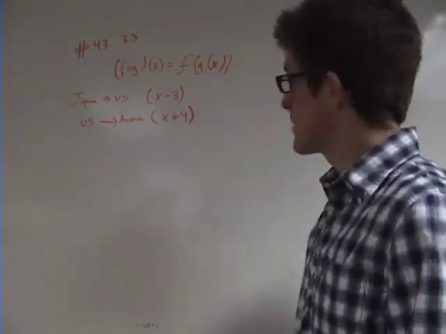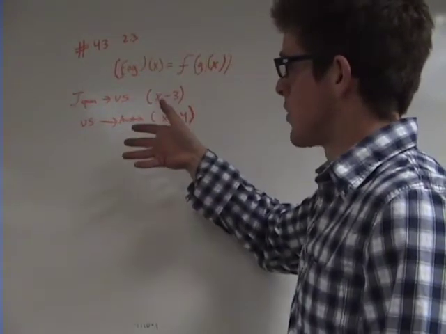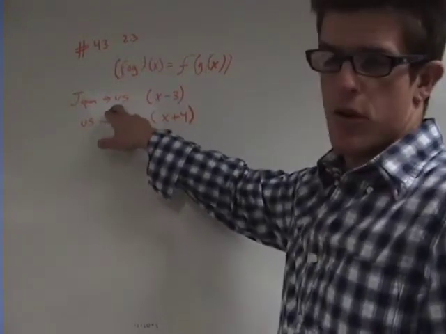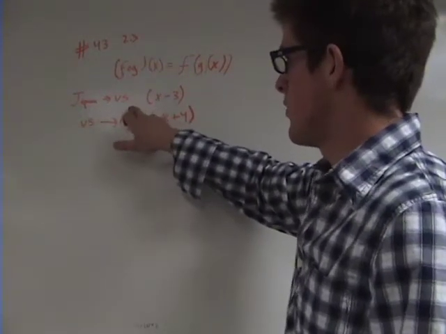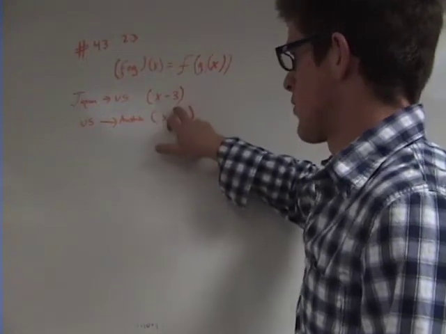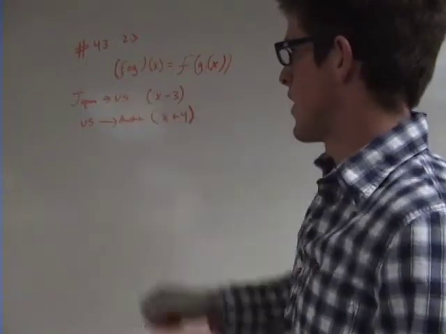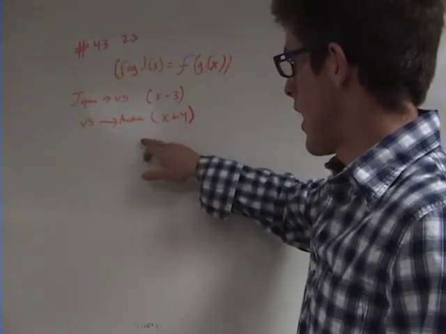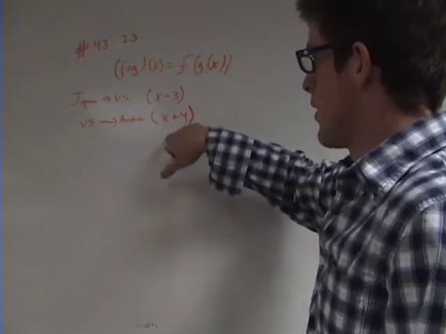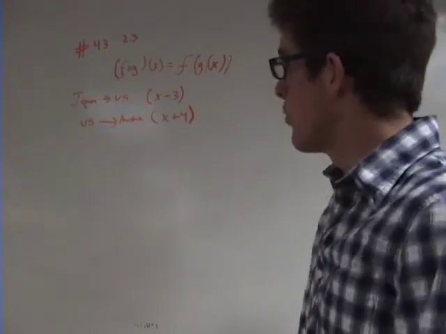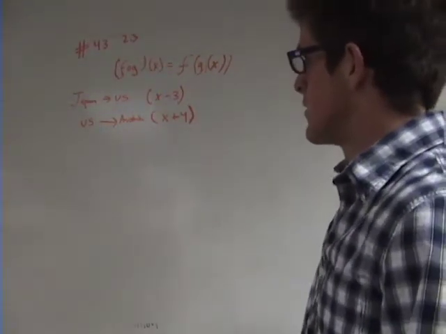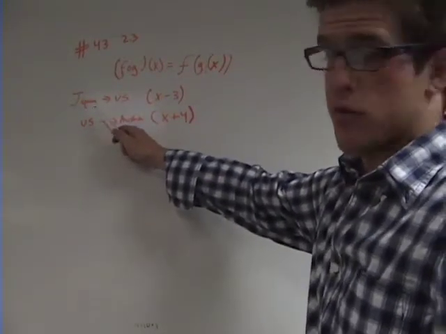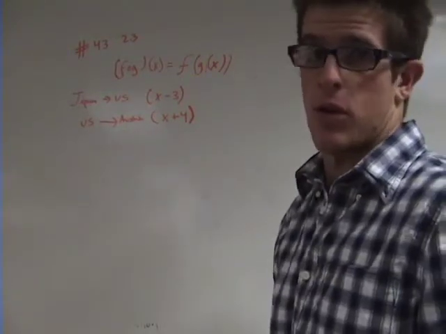Problem number 43 asks, it's sort of a conversion for sizes of clothing. To convert a Japan size to a US size, you take the Japan size and subtract 3 from it, and that'll give you the US size. Now to convert a US size to an Australian size, we take the US size and add 4 to it, x plus 4. What the question is asking us to find is a formula that's going to convert a Japanese clothing size into an Australian clothing size.